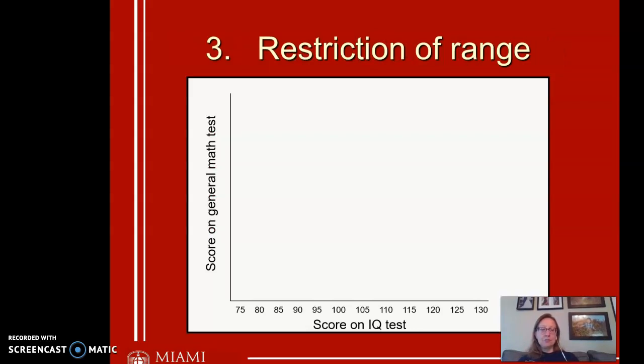The third thing that can be problematic for correlation is what's called restriction of range. And this is when there would be, out in the real world, a big span of scores. Again, only works with continuous data.